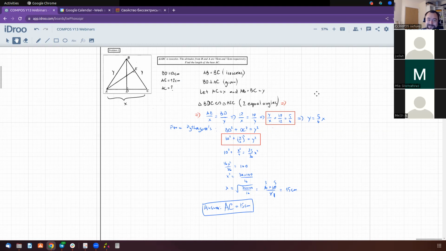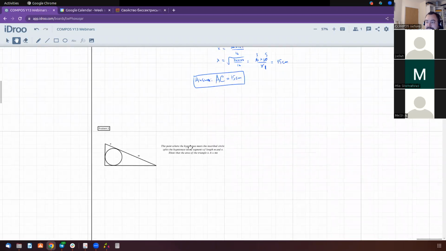True, true. But see, you just need to look for these subtle hints. Pretty much you need to use similar triangles. You need to use congruent triangles. You need to use pretty much the properties that you've learned so far in school. And we're gonna do some more of these.